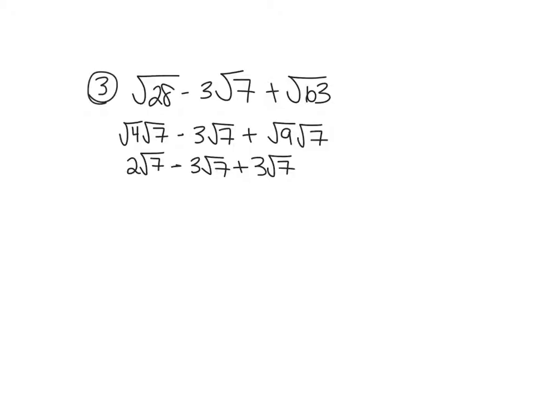And now it's just like 2x minus 3x plus 3x. So these two are going to cancel because you have negative 3 root 7 plus 3 root 7, they go away. So your final answer is 2 root 7.